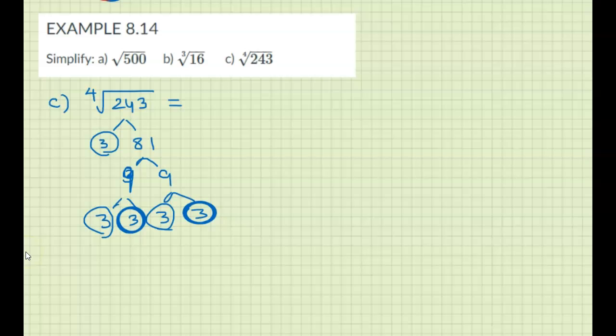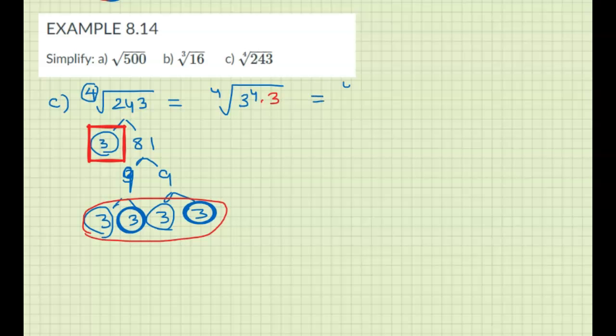Alright, let's see. So we have an index of 4 here. We want to collect groups of 4. So here's a group of 4 that we're going to put together. So we have 4th root of 3 to the 4. But then we have this one left over times 3. Okay? So 4th root of 3 to the 4 times 4th root of 3. These divide and I get 3 to the 1. That doesn't have a radical anymore. And then a 4th root of 3. That doesn't simplify anymore. Alright, that's it for this example.